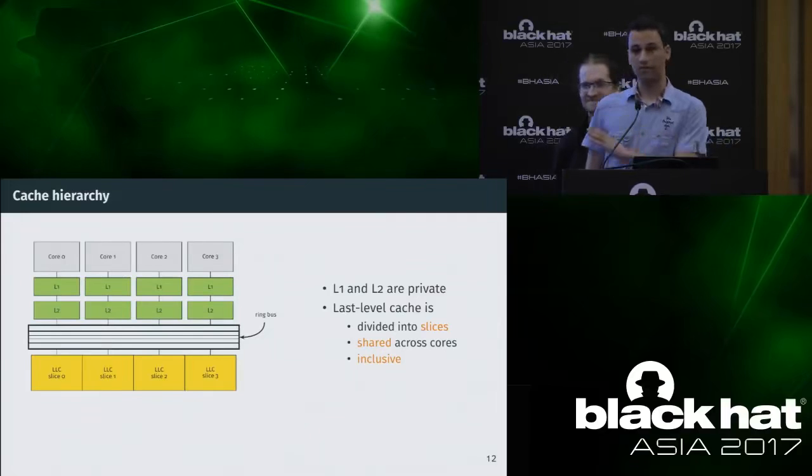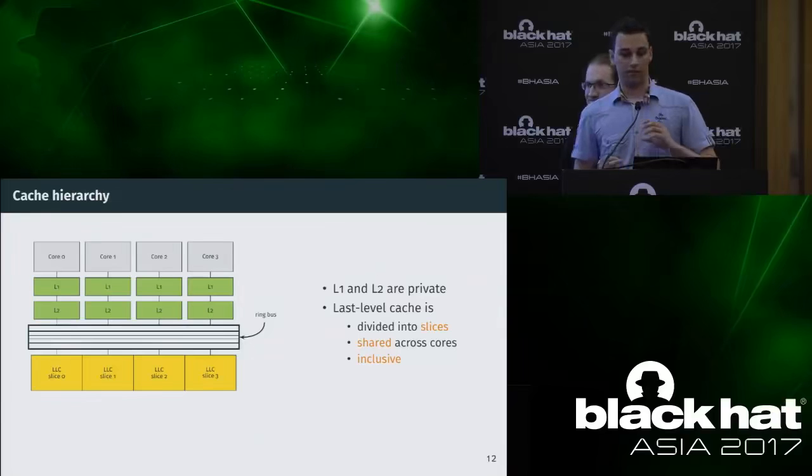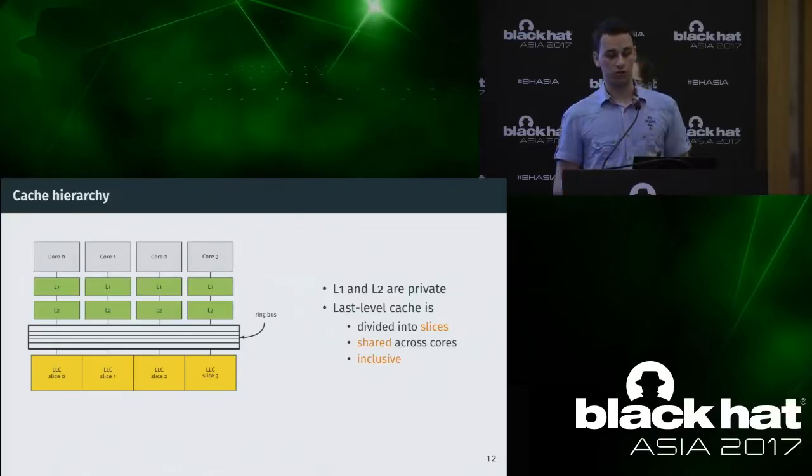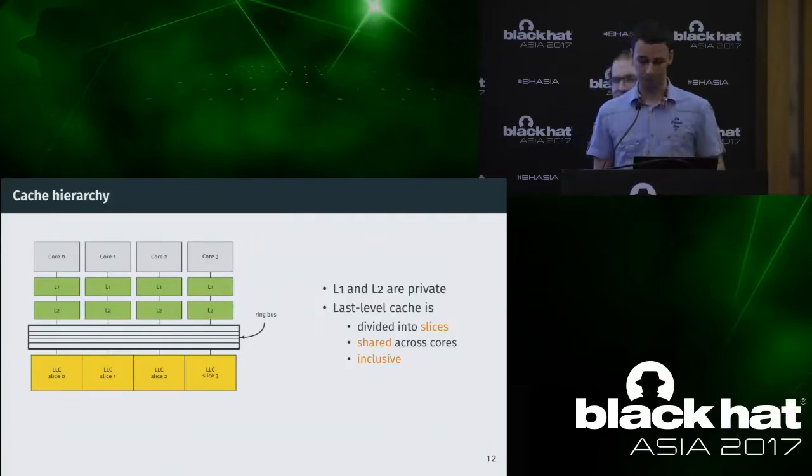And the last level cache is also sliced. So every core gets its own slice of the last level cache, but can access the other slices via a ring bus in hardware. And it also has a nice property. Everything that is stored in the L1 and the L2 cache is also stored in the level 3 cache, in the last level cache. So we can find all the data there, and the last level cache is really huge compared to the level 1 and level 2 cache.